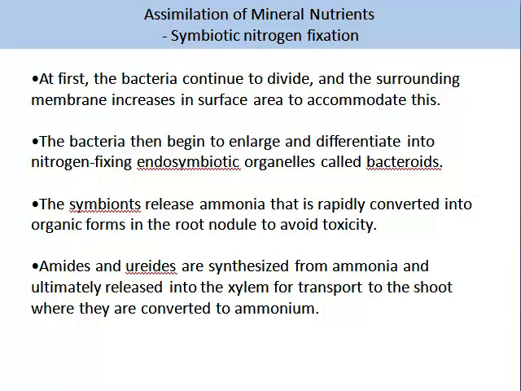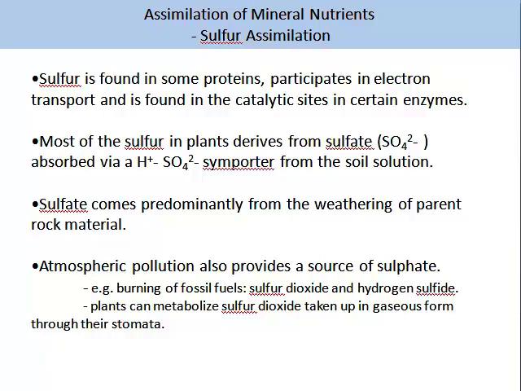At first, the bacteria continue to divide, and then the surrounding membrane increases in surface area to accommodate this. The bacteria then begin to enlarge and differentiate into nitrogen-fixing endosymbiotic organelles called bacteroids. The symbiotes release ammonium that is rapidly converted into organic forms in the root nodule to avoid toxicity. Amides and ureides are synthesized from ammonia and ultimately released into the xylem for transport to the shoot, where they are converted to ammonium. Now we will move from nitrogen assimilation to the compound sulfur.